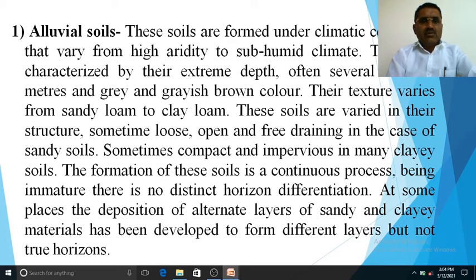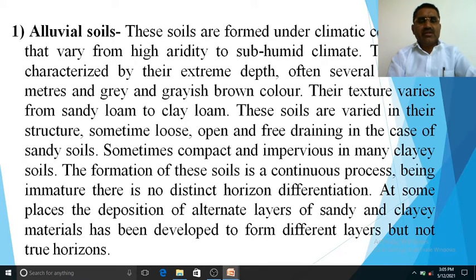First type is alluvial soil. These soils are formed under climatic conditions that vary from high aridity to subhumid climate. These are characterized by their extreme depth, often several hundred meters, and grey and greyish brown color. Most of the rivers bring mud or material with them, and it gets deposited, particularly on the banks of these rivers, and thus these depositions are helpful for the formation of alluvial soils.